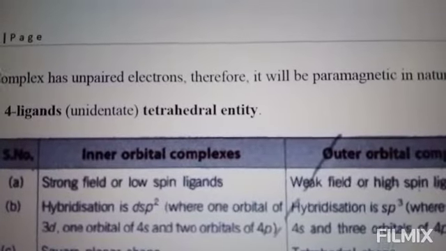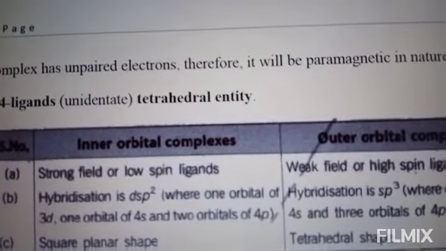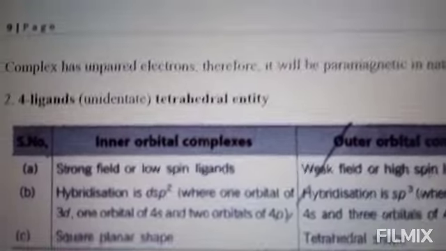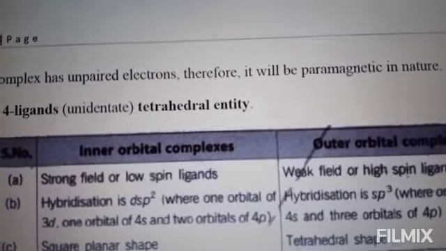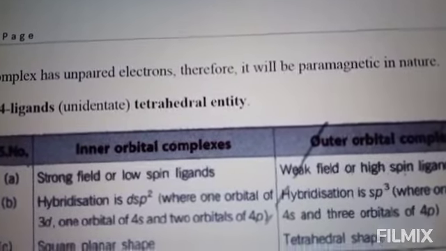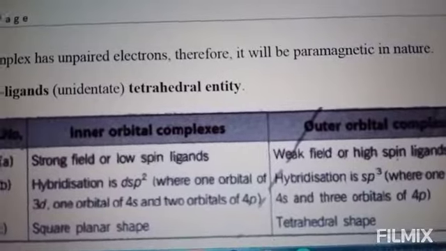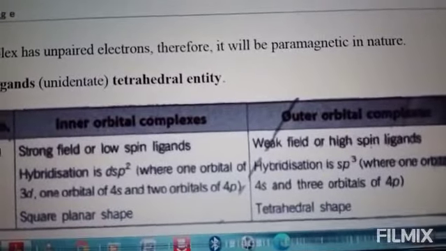Okay, so like this, and we have 6 coordination, isn't it? 6 means what is the figure? Octahedral figure. Now 4 ligands unite in tetrahedral structures. Tetrahedral means 4 ligands are there. So 4 ligands will be directed at the corners of the tetrahedral figure. So they will have tetrahedral structures.